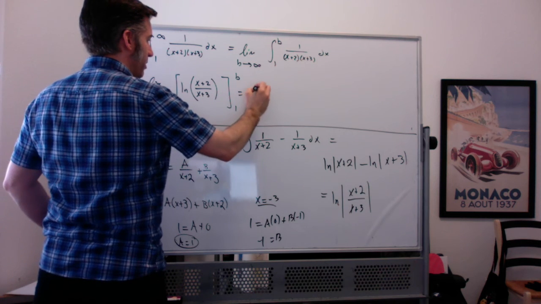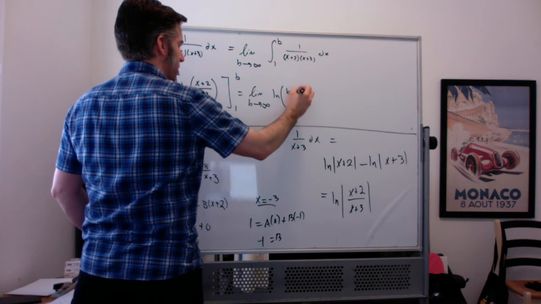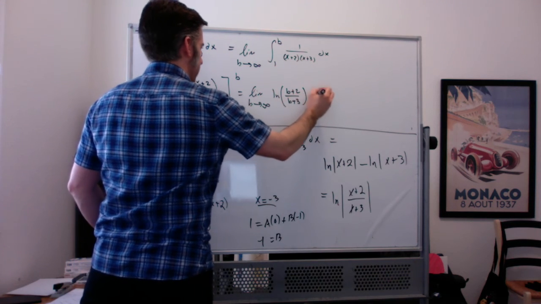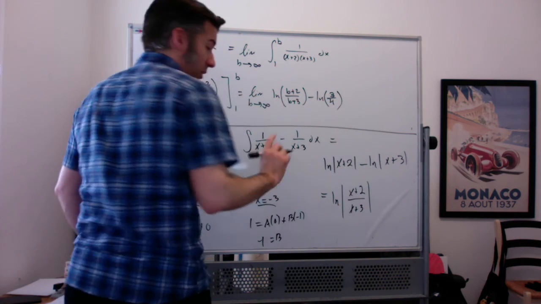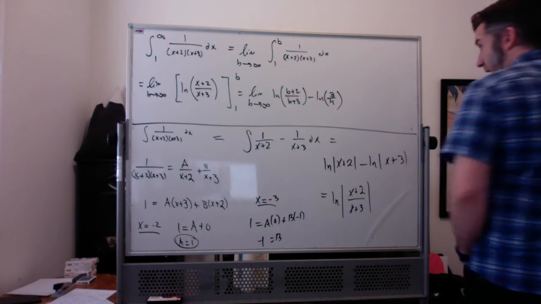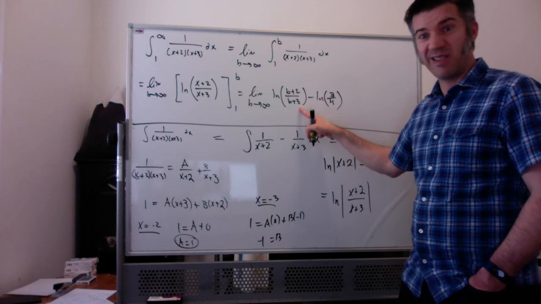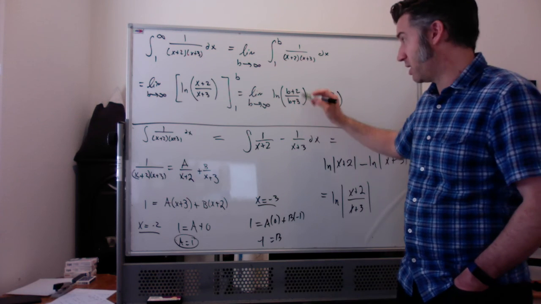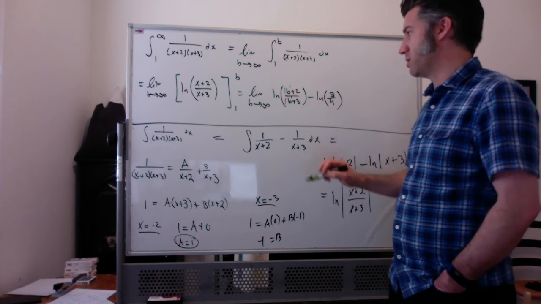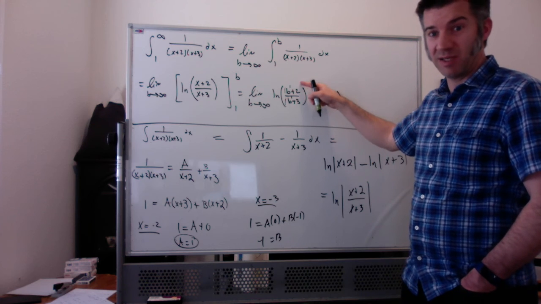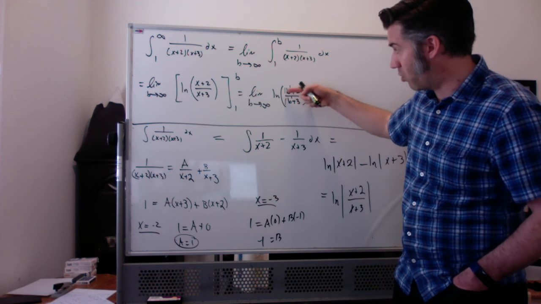So then that's going to be the limit as b goes to infinity of the natural log of (b plus 2) over (b plus 3) minus the natural log of (1 plus 2) over (1 plus 3). All right, now check this out. As b goes to infinity, (b plus 2) over (b plus 3) is going to go to 1, right? That's like a rational function. It's 1b to the first plus 2 over 1b to the first plus 3. Rational function, degree on top is the same as the degree on the bottom. So the limit of this part is the quotient of the leading coefficients, which is 1 over 1.